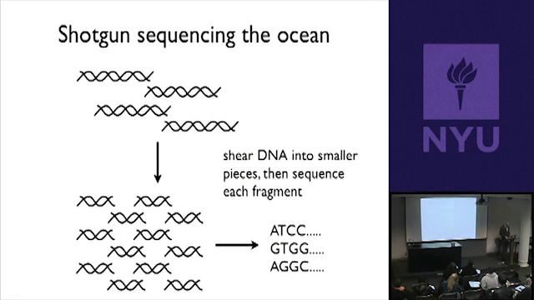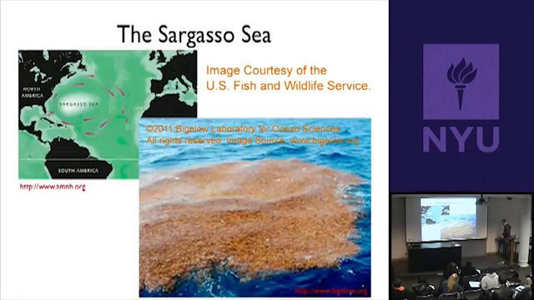So the first place they did this sampling is a really interesting place called the Sargasso Sea. It's named the Sargasso Sea because its major feature is this brown algae called sargassum. It's in the North Atlantic near Bermuda, okay? And it's a really interesting ecosystem. Because of the way the ocean currents work, it's a very, very salty part of the ocean.